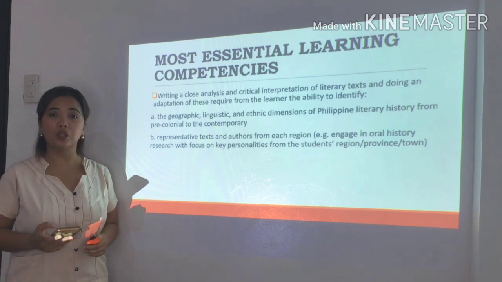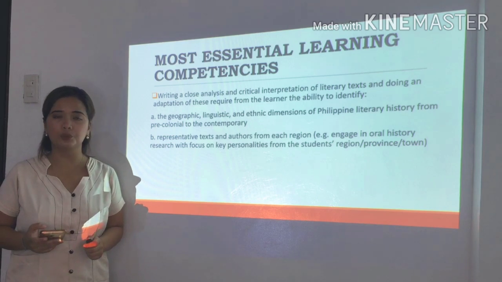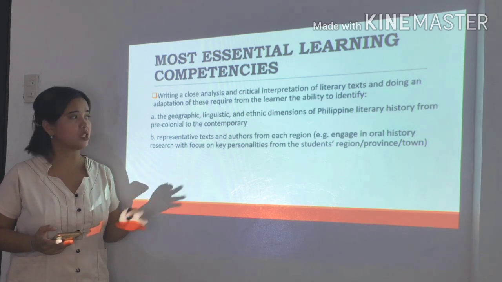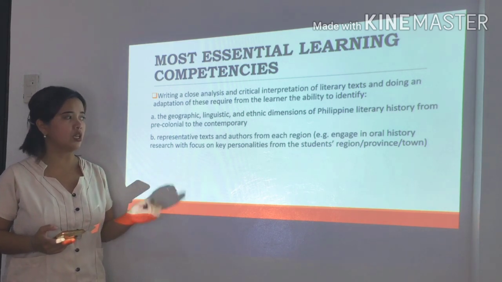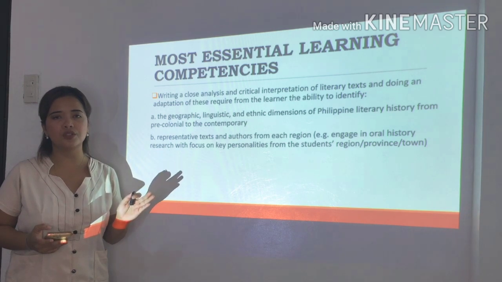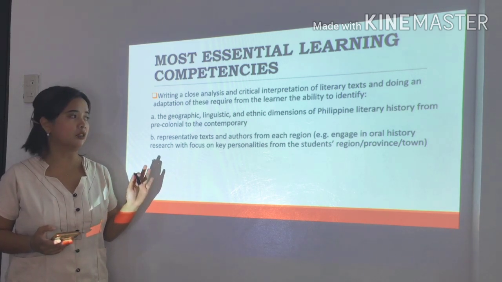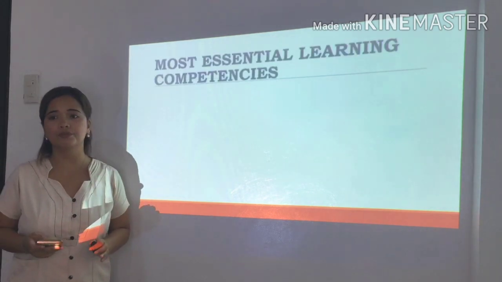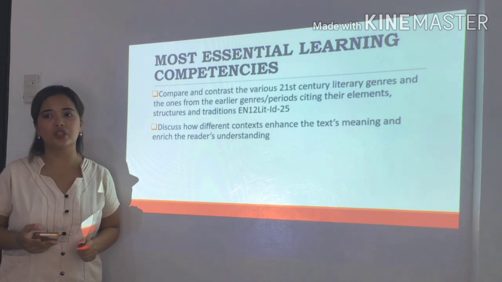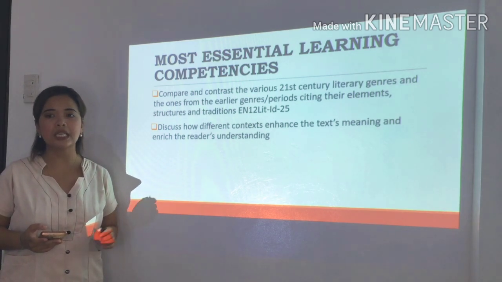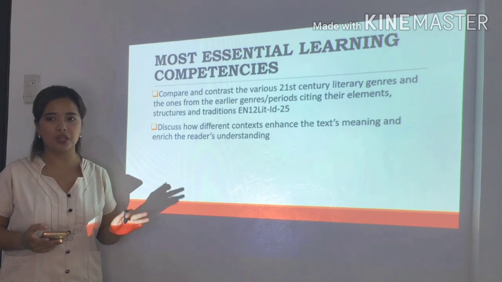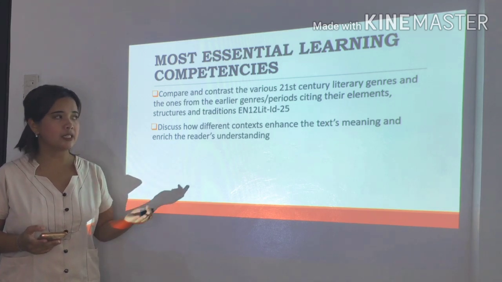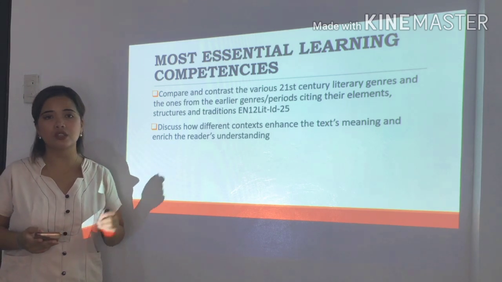The first one is writing a close analysis and critical interpretation of literary text, which includes understanding the geographic, linguistic, and ethnic dimensions of Philippine literary history, and also understanding the representative texts and authors from different regions in the Philippines. Another one is comparing and contrasting the various 21st century literary genres with the ones from earlier genres and periods. Another one is discussing different contexts, which enhance the text's meaning and enrich the reader's understanding.